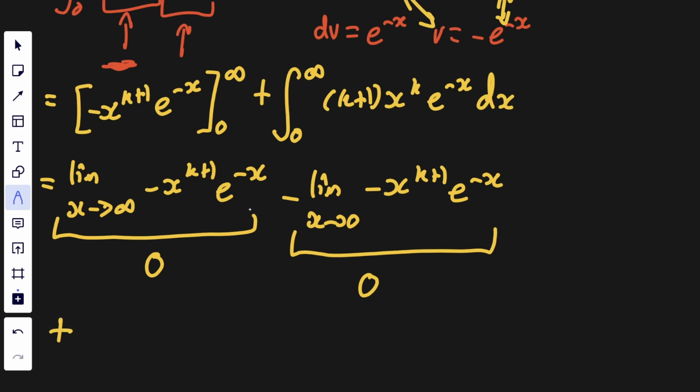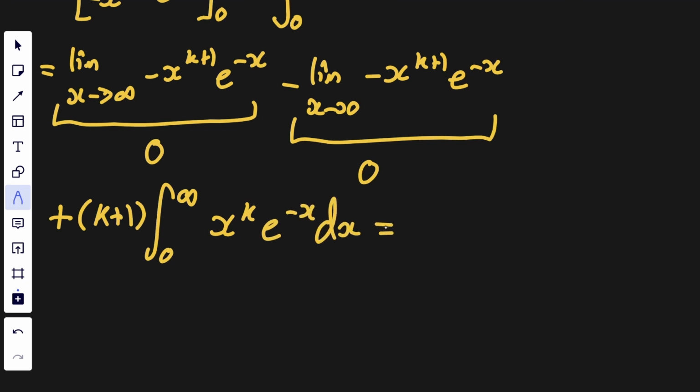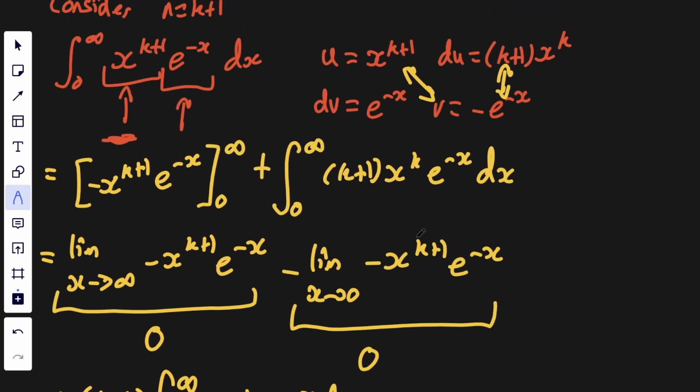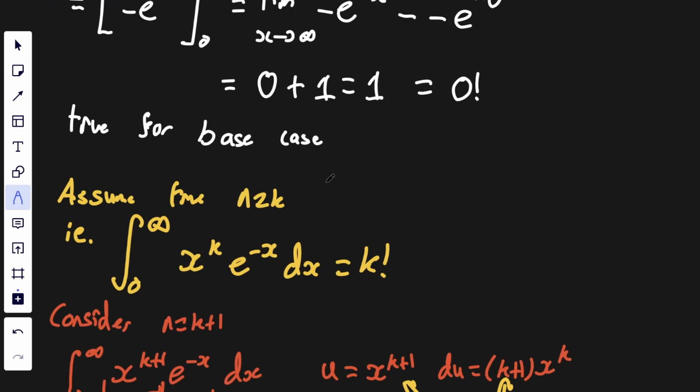Plus, well, I'm going to bring out the constant to the front. So this is k plus 1 times the integral from 0 to infinity of x^k e^(-x) dx. Well, we saw from our assumption this is k factorial. So there's k plus 1, k factorial, which is k plus 1 factorial. We've seen this trick with factorials many, many times. Check my inequality series, you'll see that we use it, I think, 2 or 3 times actually. But yeah, so we get to what we want.